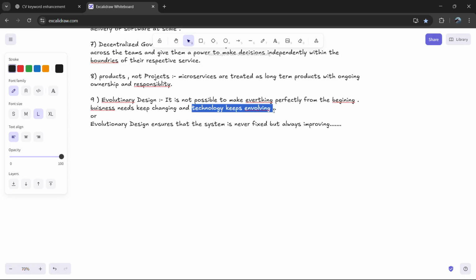Suppose today is the era of Spring Boot or microservices, but in the future there is a chance that AI/ML is taking our jobs or whatever.